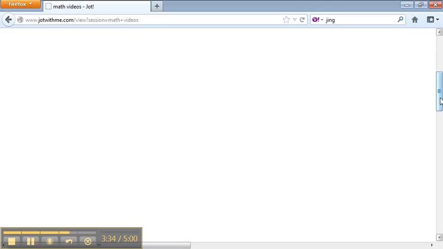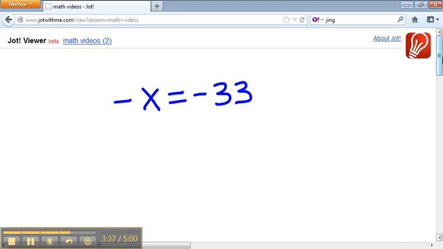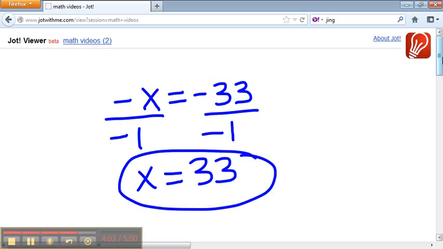We have the x all by itself on that side, except it still has that negative sign, which remember was a negative 1. So we're going to divide both sides by negative 1, and when we do that, we will get x equals negative divided by negative gives us positive 33. So we've solved the equation and the solution is positive 33.